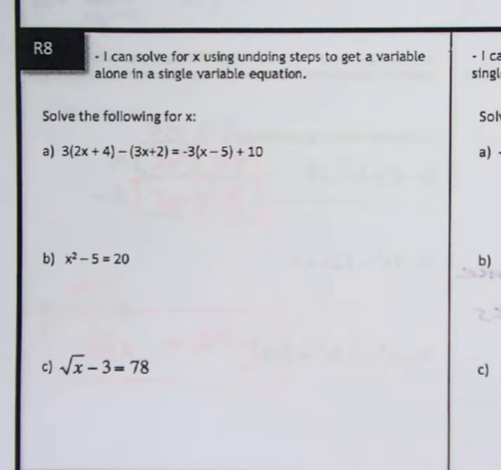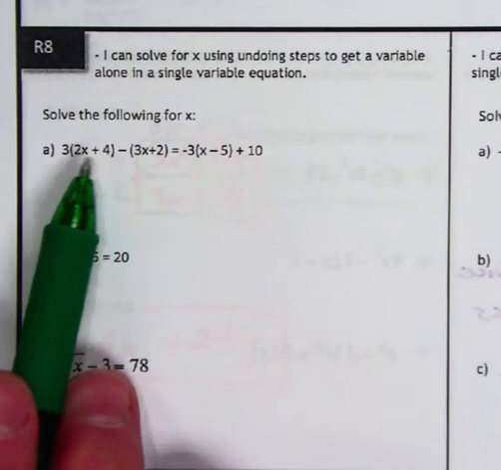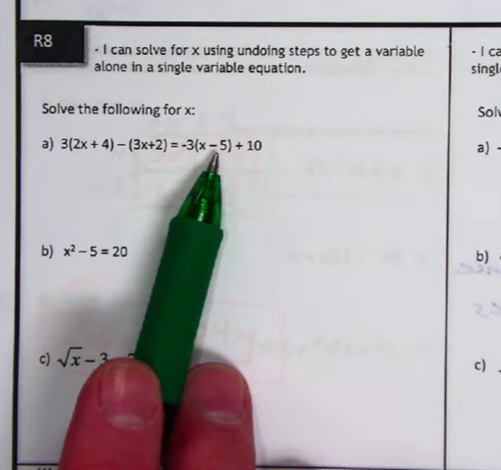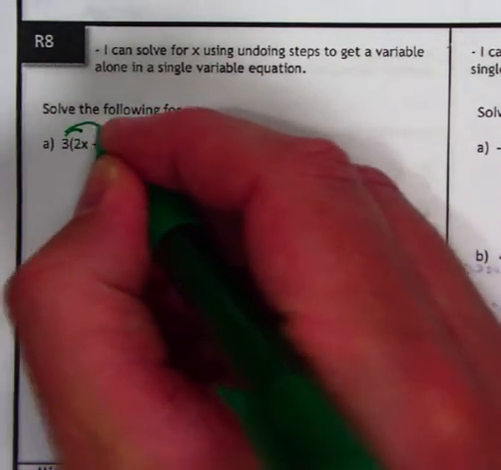Target R8, solving for x. This target has three different kinds of problems, and I want you to notice that. This first kind of problem is just a bunch of parentheses, so it's going to use a lot of distributive property techniques. So what I mean by that is distribute, distribute.